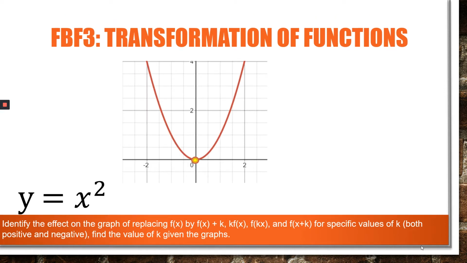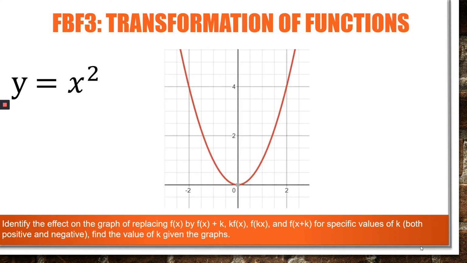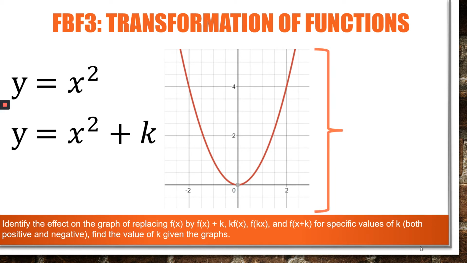Well, let's do that again. Start with x squared. But this time we're going to subtract 1. This time the parabola shifted down 1 unit. Now we could do this over and over and over again with the graphing calculator, but we're going to come up with a generalization. And that is, if I add some value k to my quadratic function, or to my function period, then this is going to be a shift up and down, which is called vertical. So this is a vertical shift.